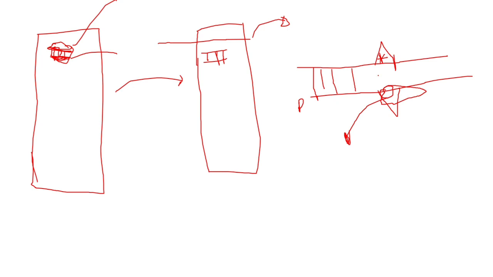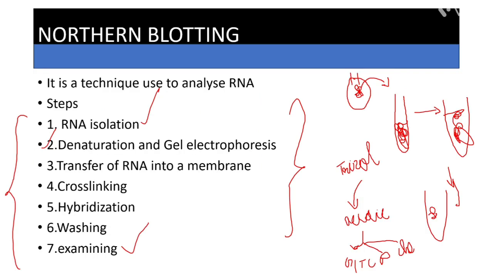So yes, this is what northern blotting is. Let us see what we have discussed. First, we have isolated the RNA, then we have denatured it in order to prevent the secondary structure formation. Then we did gel electrophoresis. Then we have transferred it into a nitrocellulose membrane.